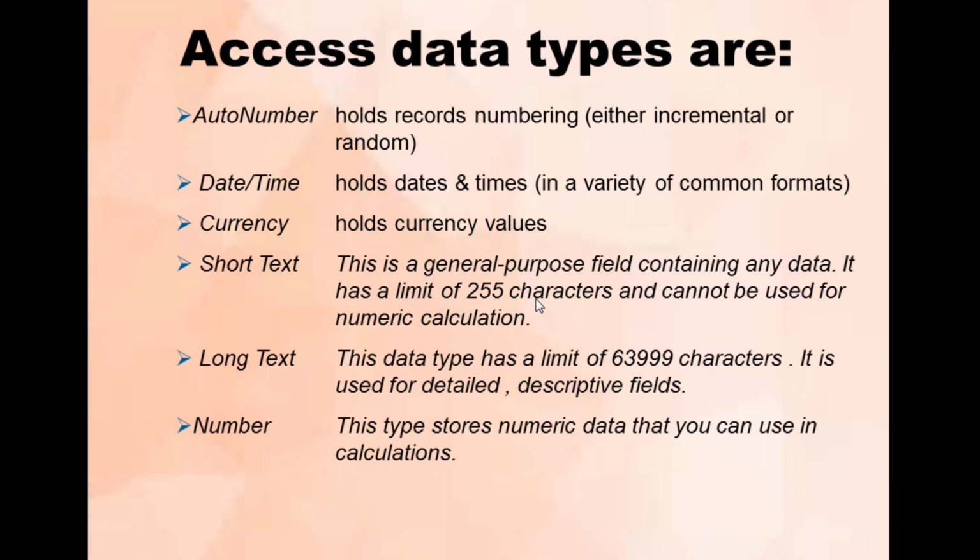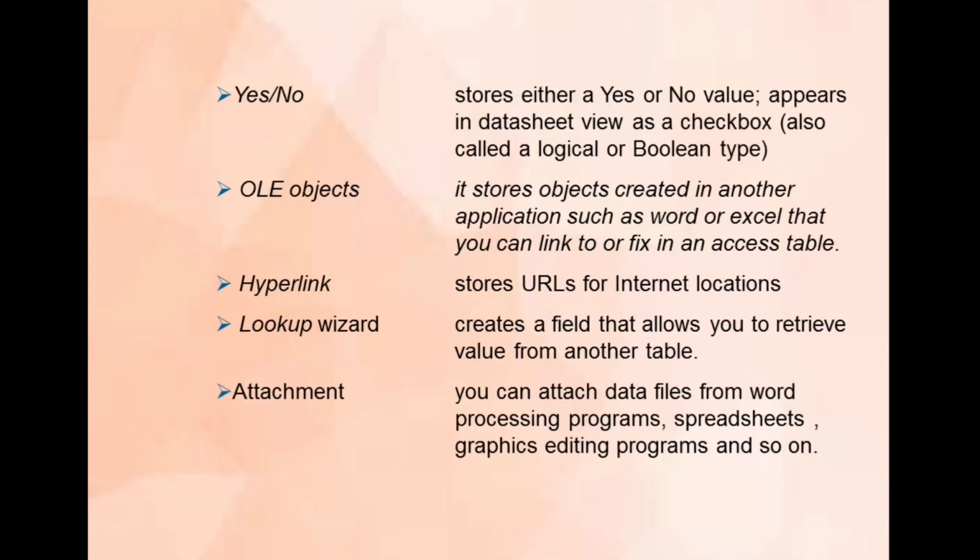Next is number. This type stores numeric data that you can use in calculation. Next is yes/no. The value 1 represents yes and the value 0 represents no. But the field can be formatted to display values as true/false or yes/no. Next is OLE object. It stores objects created in another application such as Word or Excel that you can link to or embed in MS Access.